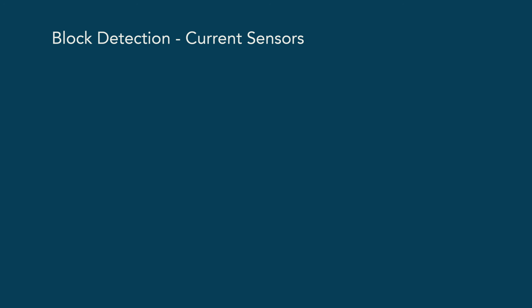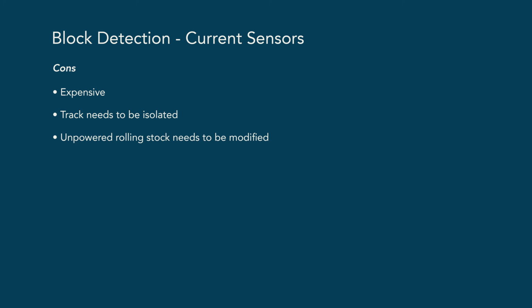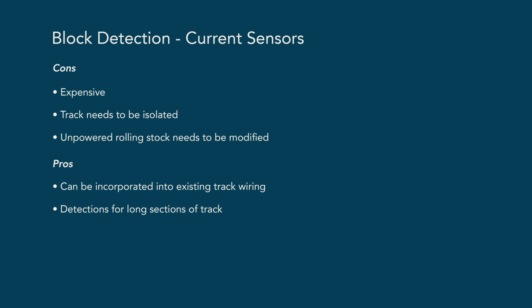Alternatively, current sensors are fairly expensive and require sections of track to be electrically isolated from each other. They also require rolling stock axles to be modified to offer some electrical resistance so that their current can be measured when non-powered rolling stock is in the block. However, current sensors can be incorporated into existing track wiring. They offer detection of long sections of track and are easy to maintain. They can also be used alongside an Arduino or Raspberry Pi to implement a large block detection network.